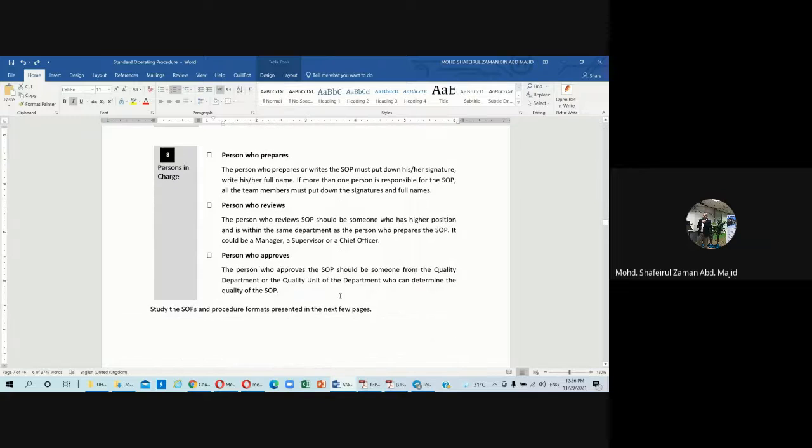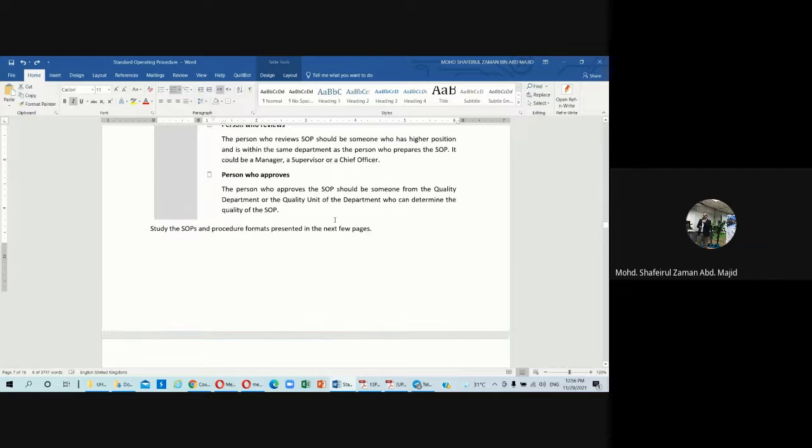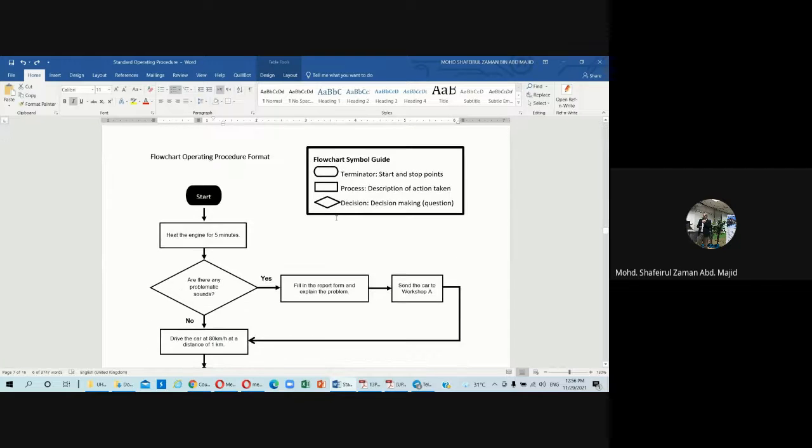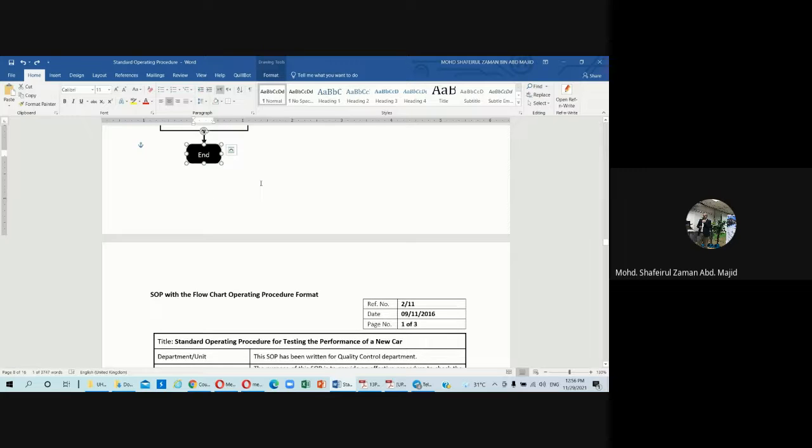Okay, person in charge. All right. Okay, as I've mentioned to you, just add in the designation. Though it is not stated here, you need to add in the designation. Okay, so this is an example of a flowchart SOP. So look at these shapes. For example, this one is for the terminator, to start or stop the points. Okay, we have start here, and then if you scroll down a bit, you have the end of it.